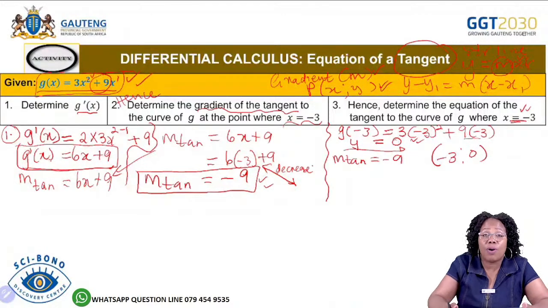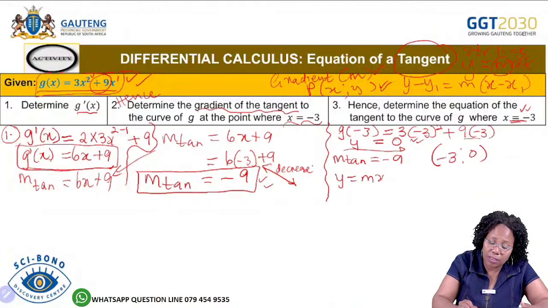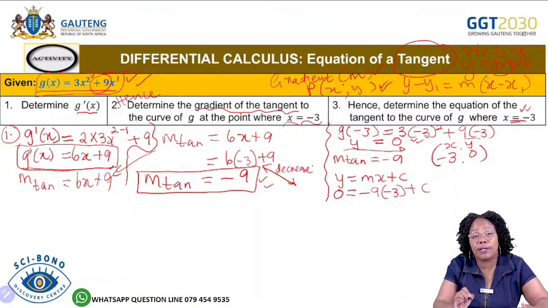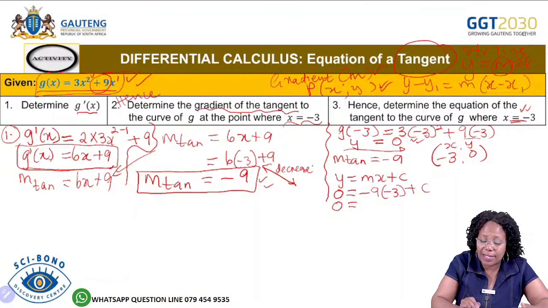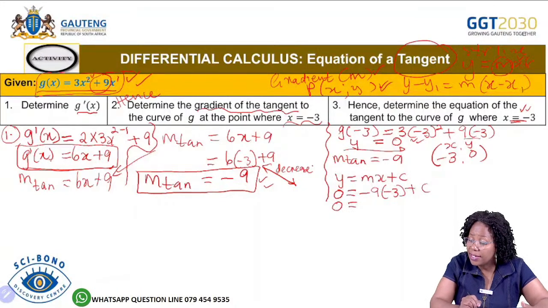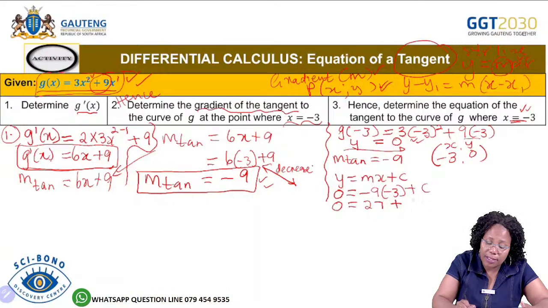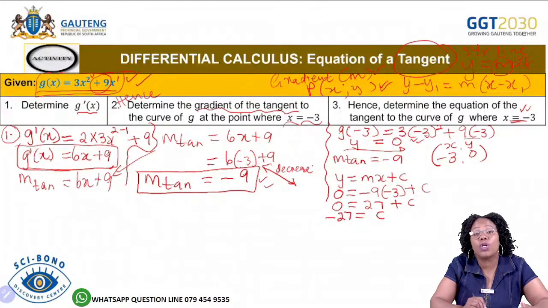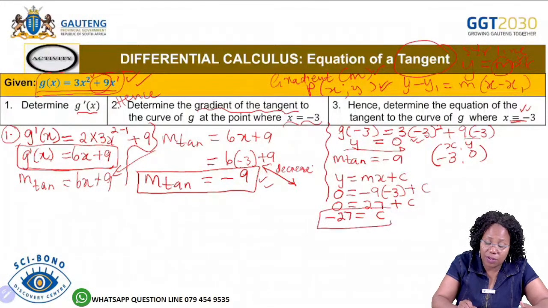Then grade 12, we have all what we need in order to find the equation. So the equation is y equal to mx plus c. Then this point here will serve as our x and y. What is y? 0. What is m? -9. What is x? -3. The aim is to find the value of c then. And then this is 0 minus 9 times 3, 9, 18, 27. And then that is c. Therefore, c is equal to, you transpose 27 to the left, that is -27. We now have the c value. We can now write down the final equation.